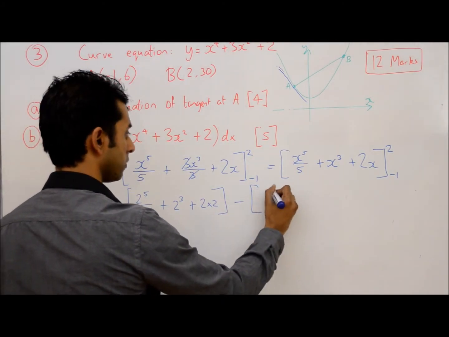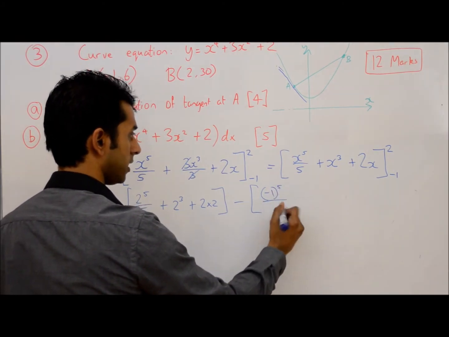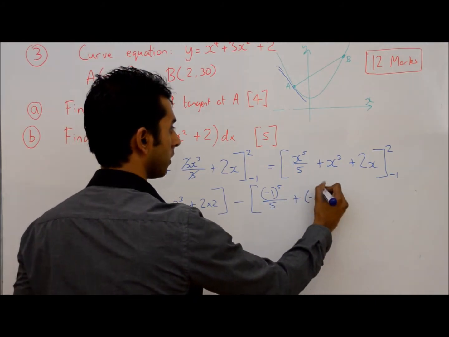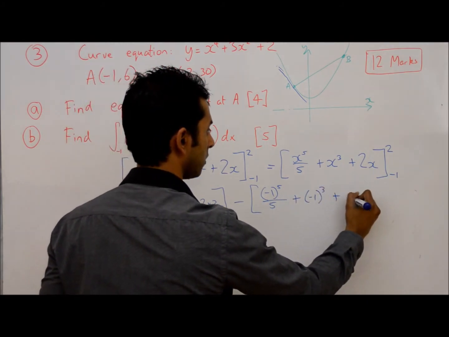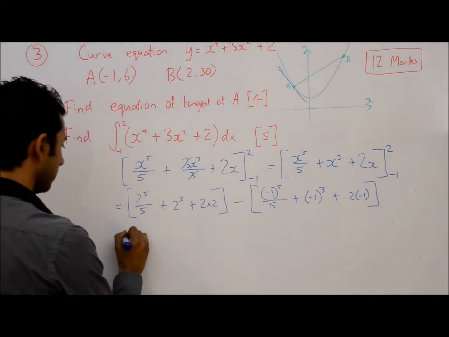So it's -1. Make sure you use brackets with minuses to avoid any sign errors. Divided by 5, plus -1 cubed, plus 2 times minus 1. So let's slowly tidy this up.